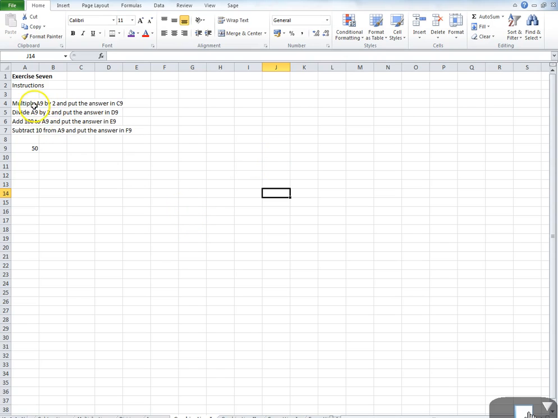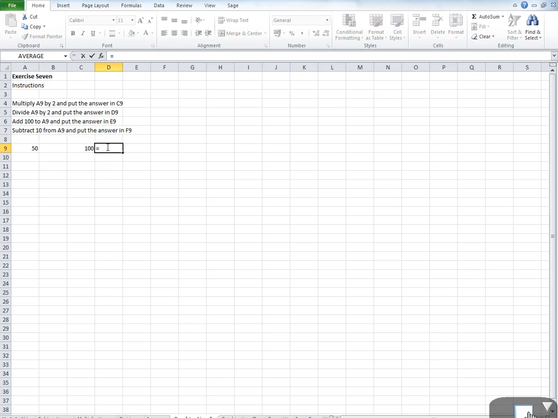So what do I want you to do here? I want you to multiply A9 by 2 and put the answer in C9. So what am I asking? I'm asking you to come to this cell, C9, and multiply this cell by 2. Again, always start with the equal sign. Go for your multiplication button, and press the number 2. Equals A9 by 2. That's what I've asked for. And press enter.